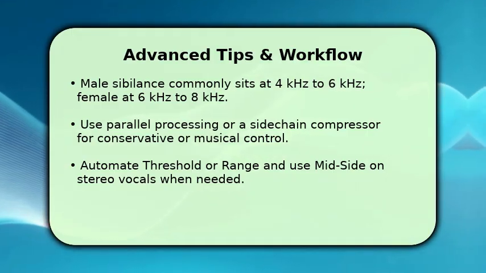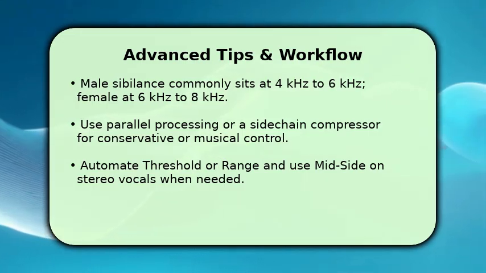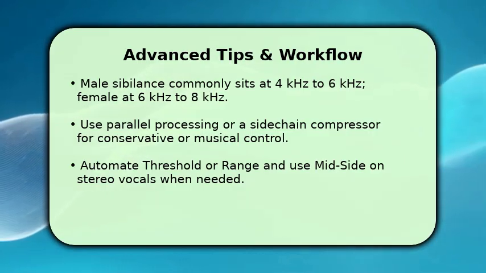Consider parallel processing for transparent control or use a sidechain compressor to duck only during sibilant transients. Automate threshold or range to handle varying performances across takes and sections. Try mid-side processing for stereo vocal stacks to avoid dulling side information.